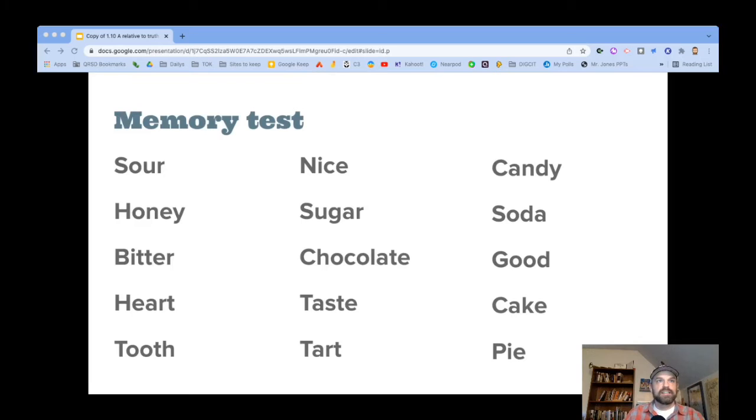Sour, honey, bitter, heart, tooth, nice, sugar, chocolate, taste, tart, candy, soda, good, cake, pie. Now, take your minute.